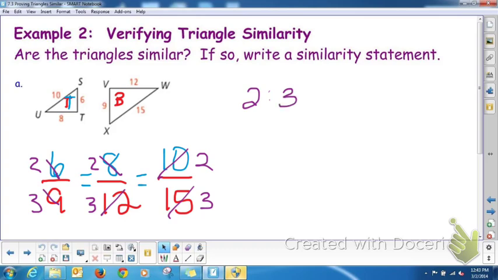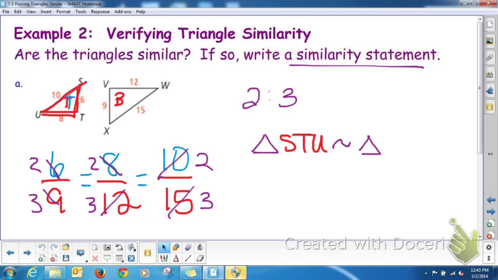It's a 2/3 ratio. We want to write a similarity statement. That means we want to say triangle is similar to triangle. You have to put them in the right order, just like when we were writing congruent statements. So again, if I follow that order and go small, medium, large, my smallest side here was ST, then the medium was TU, and the large was US. So I'm going to call this STU, because I went from S to T to U.